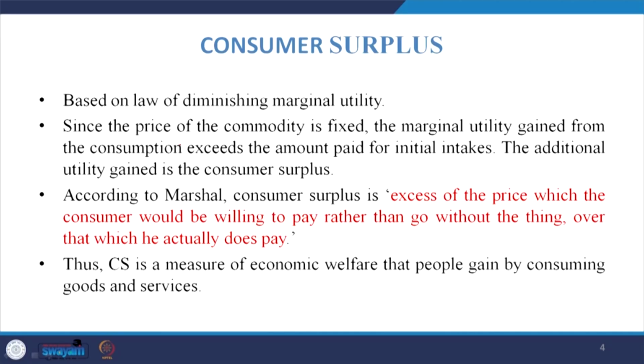When a consumer is purchasing different units of a commodity, if you take the sum of the various marginal willingness to pay, then total willingness to pay can be estimated. Total willingness to pay minus total money spent by the consumer to buy the different units of the commodity is consumer surplus. Thus, consumer surplus is a measure of the economic welfare that people gain by consuming goods and services.